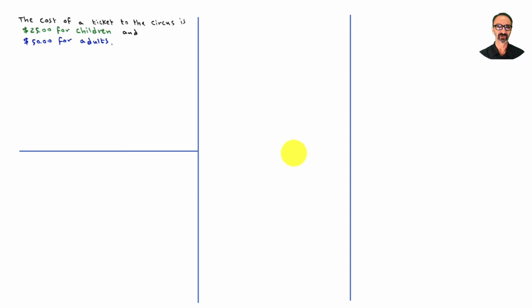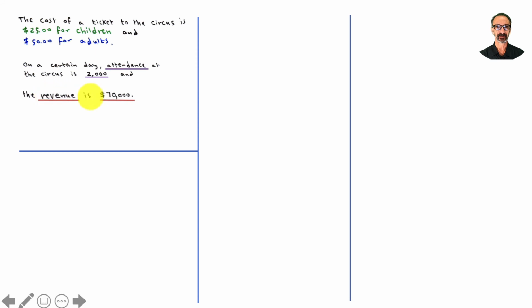The cost of a ticket to the circus is $25 for children and $50 for adults. So I'm going to use green for children, blue for adults to stay focused. On a certain day, attendance was 2,000. So combined, adults and children were 2,000. The revenue is 70,000. They collected money selling tickets, 70,000. How many children tickets and how many adult tickets were sold?